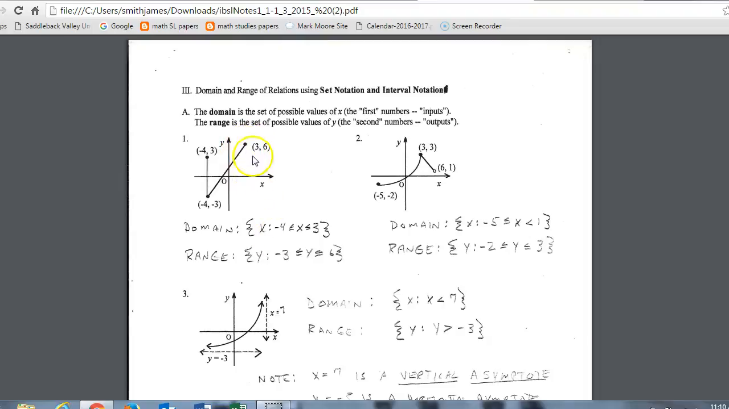So you need the equal sign to show that we are also including negative 4 and 3. You'll see the difference on that one over here where we have something that's not included because it's open. The range on this, same process, but you're going from bottom to top.